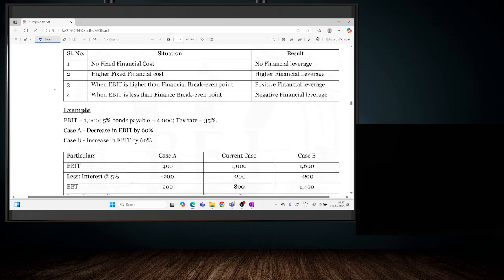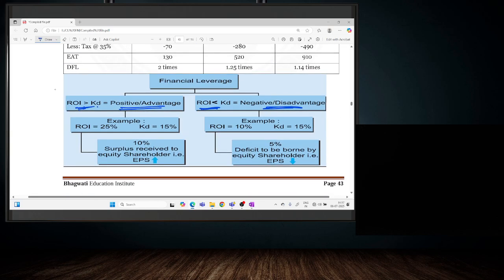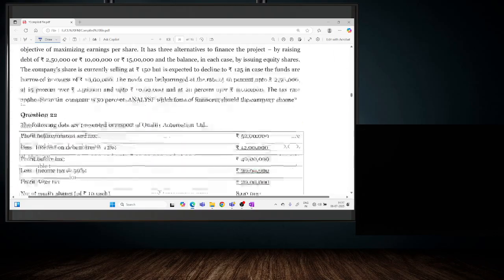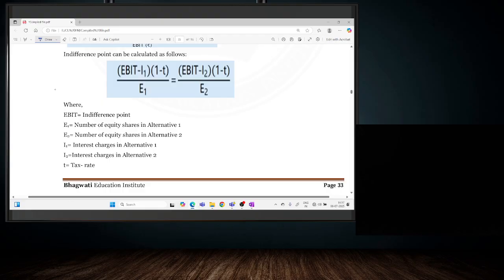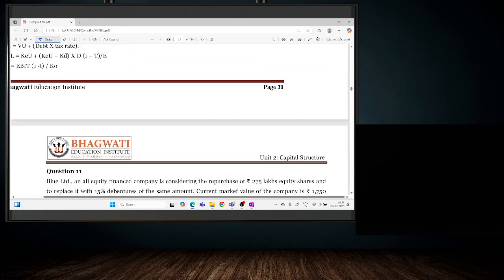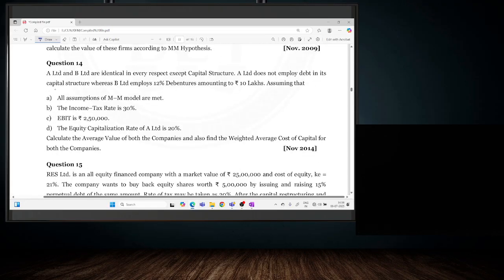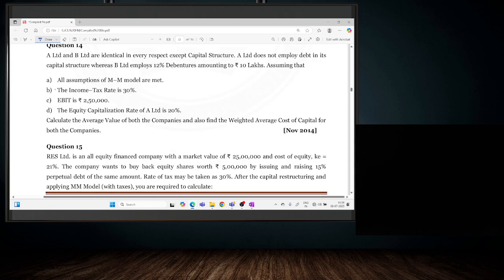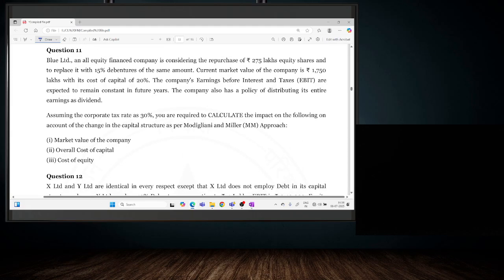Sorry, leverage is part of chapter 3, leverage analysis. But see, cost of capital, capital structure and leverage analysis, these three chapters are interlinked. Without understanding cost of capital, understanding capital structure will be slightly difficult, because if you look at this question, find weighted average cost of capital. So in capital structure also we have to calculate weighted average cost of capital. So here also you can see overall cost of capital. They are asking us to calculate cost of equity.